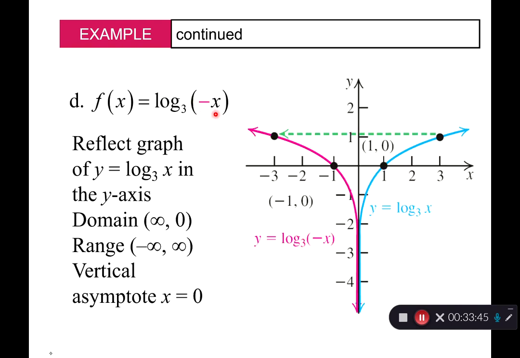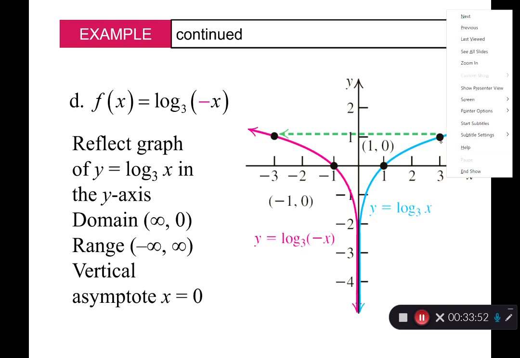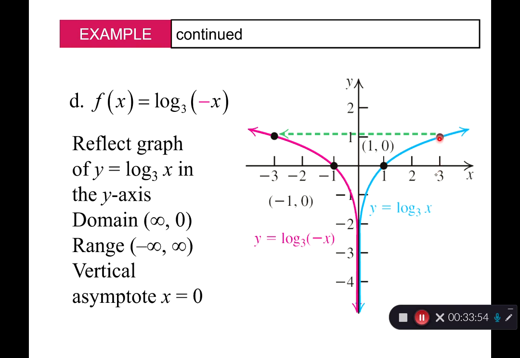Lastly, if we put the negative on the inside, that reflects it over the y-axis. So if we had +3 for our x, it would translate to -3 for our x, and the y would stay the same. All right, so again, transformations become a little bit difficult, but if you understand what the transformation is, it can make doing the graph just a little bit easier if you're given the parent graph.